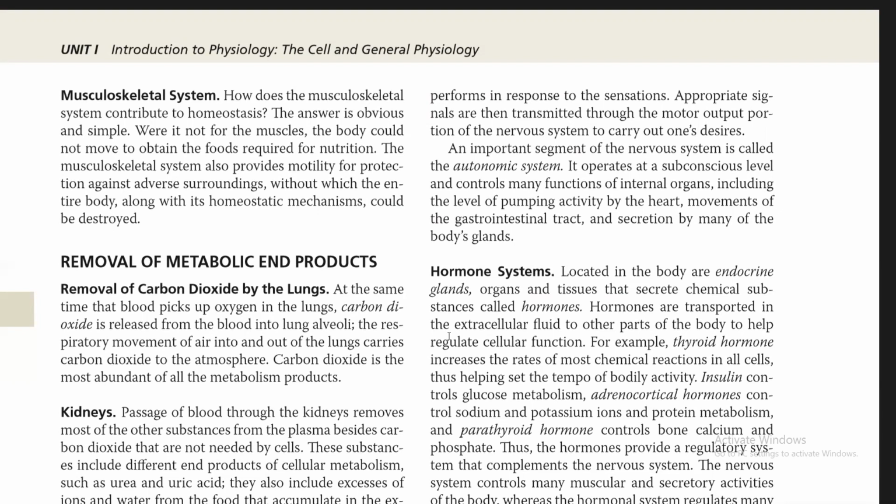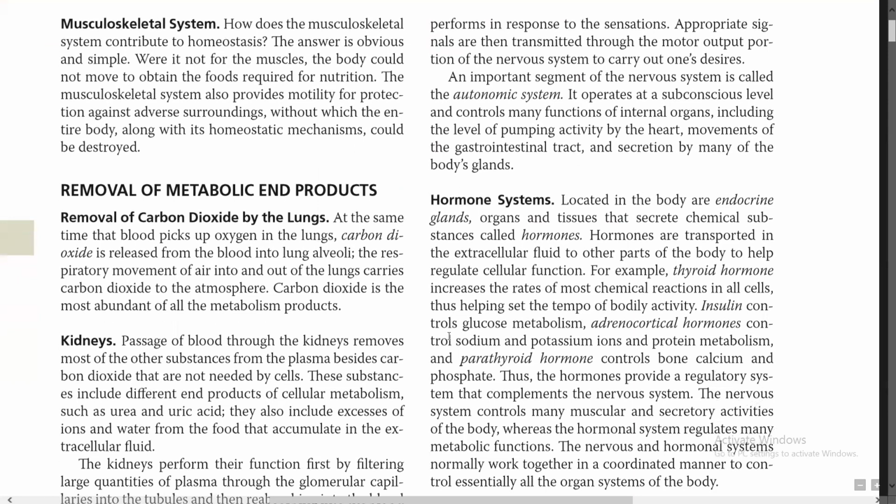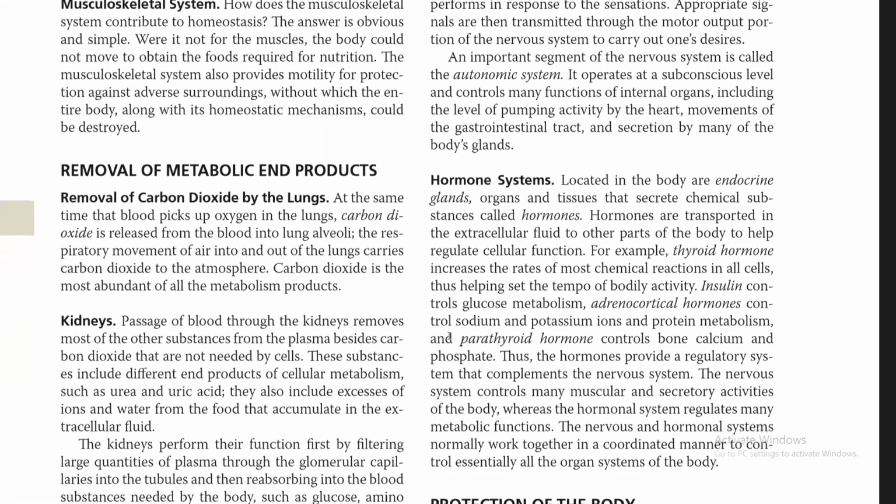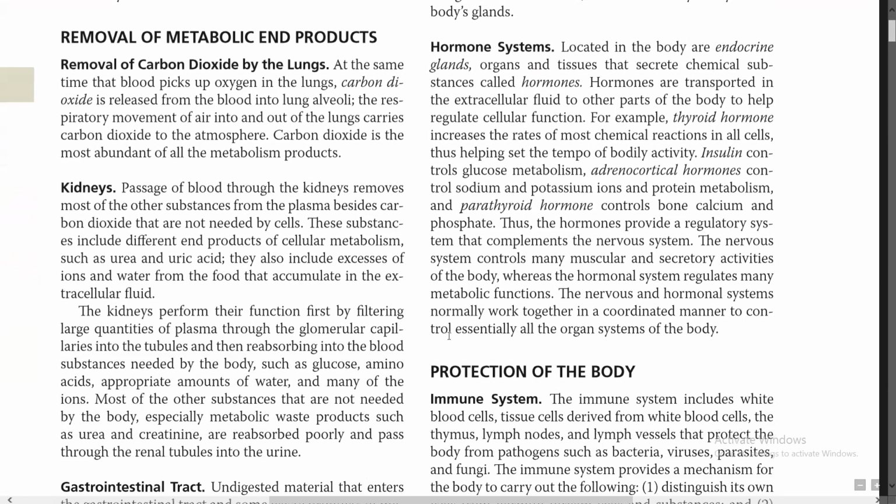So over here, first of all, if we talk about removal of carbon dioxide by the lungs, at the same time that blood picks up oxygen in the lungs, carbon dioxide is released from the blood into the lung alveoli. The respiratory movement of air into and out of the lungs carries carbon dioxide to the atmosphere. Carbon dioxide is the most abundant of all the metabolic products. Okay. This is an important thing, that the most important metabolic product is carbon dioxide.